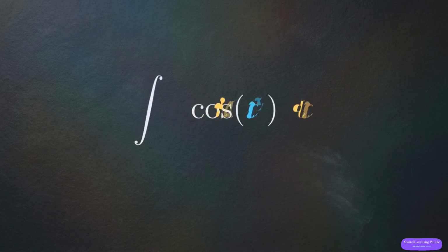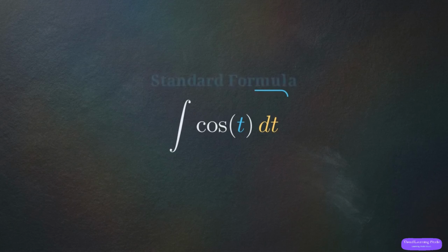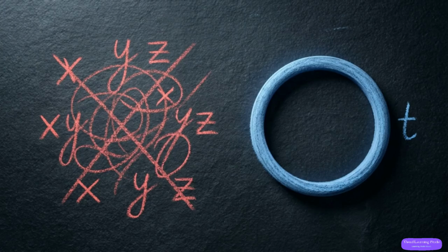Replacing this linked pair with a placeholder variable condenses the entire expression into a standard formula you can solve in one step. This method clears away the algebraic noise, allowing you to solve the core calculus without getting lost in the variables.